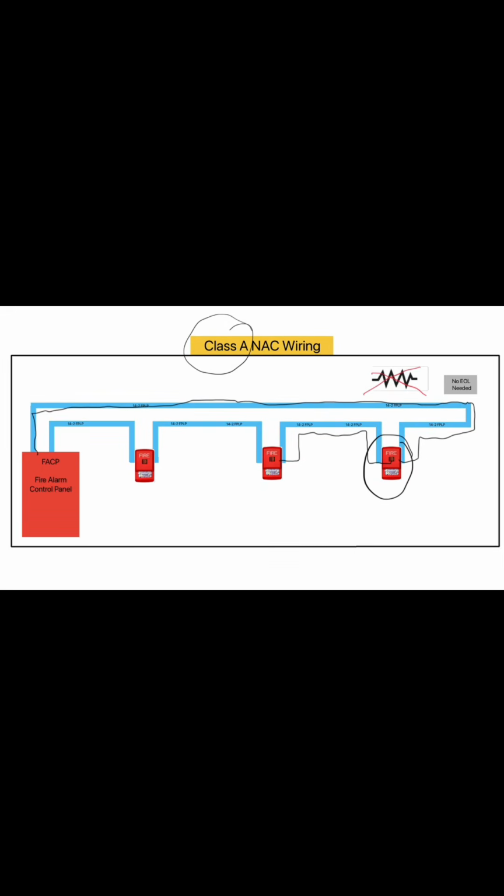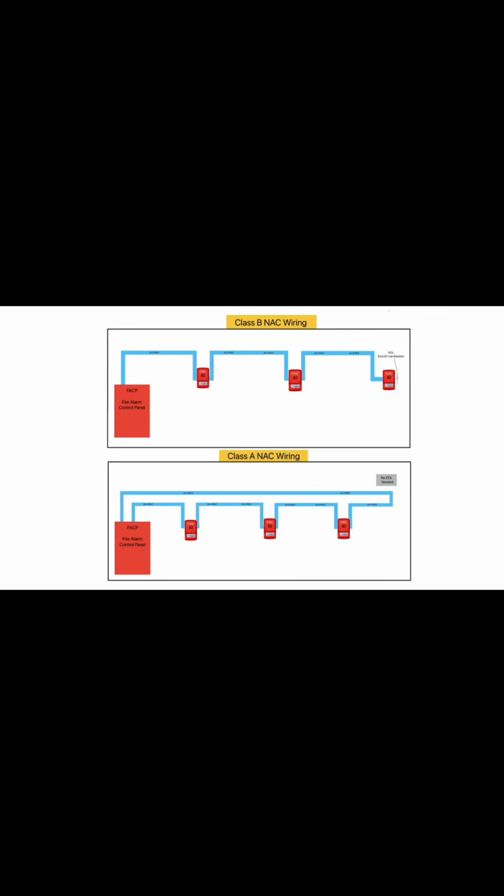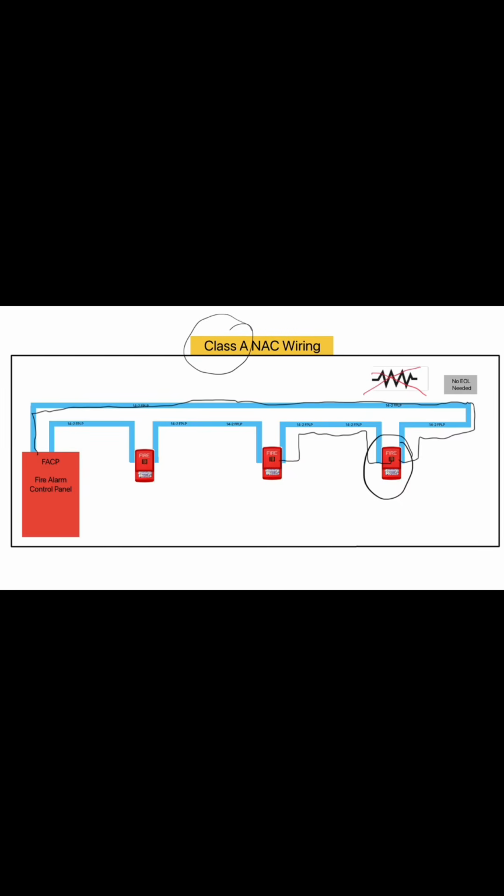Without going into too much detail, we can see that a Class A circuit uses more cable than a Class B circuit would. However, it is more reliable and resilient in terms of circuit integrity. A short, ground fault, open circuit, faulty device, or cut wire will only stop the operation of the NAC devices up until that point. This is because, in the event of those issues, the voltage from the fire panel is fed into both directions of the NAC circuit.